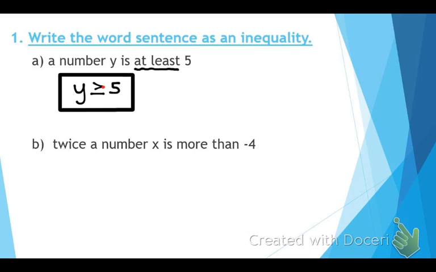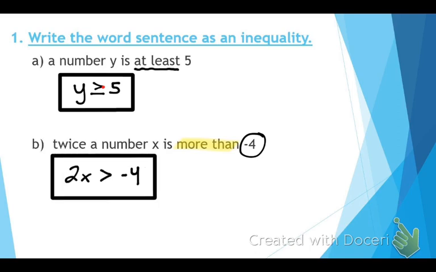I want you guys to try to do problem B on your own. All right, let's see what we got. Where it says twice a number x, I don't just want one x, I want 2 x's. So twice a number x is 2 times x. We know here that our number is -4. And here's the last part we have to figure out because it says twice a number x is more than. So what symbol am I going to put? A greater than symbol. Raise your hand if you got that correct. Excellent job. For this, you're just reading from left to right and basically plugging them into an inequality.